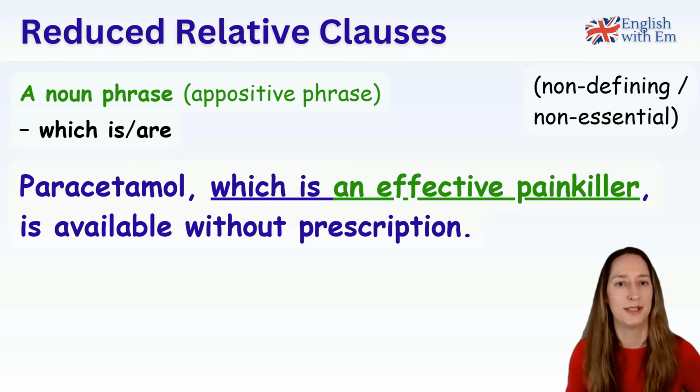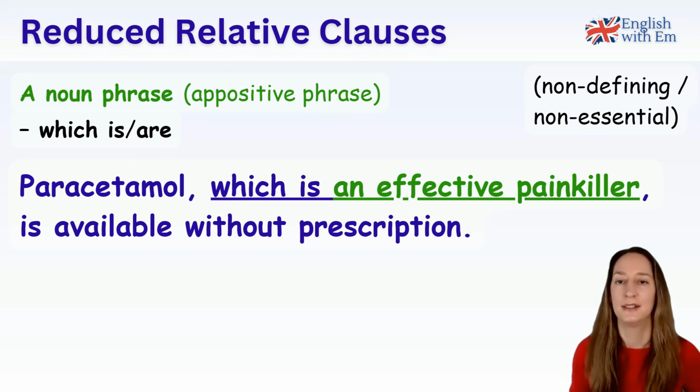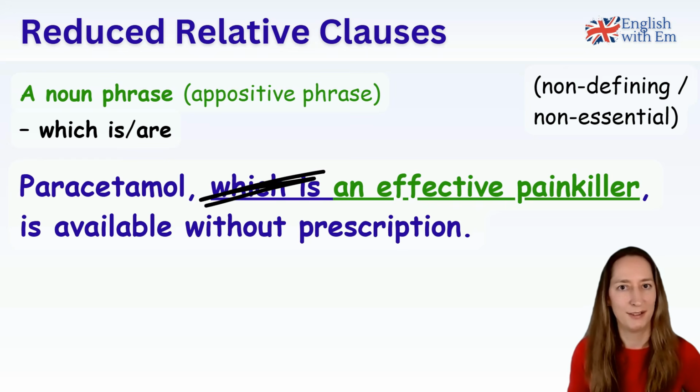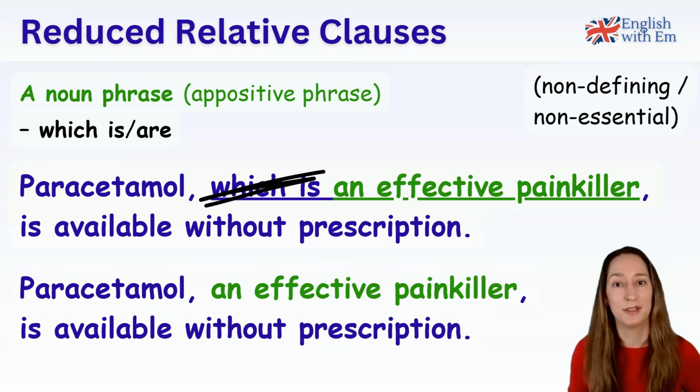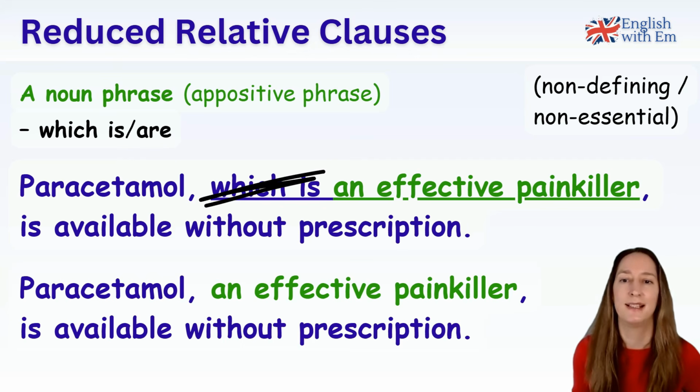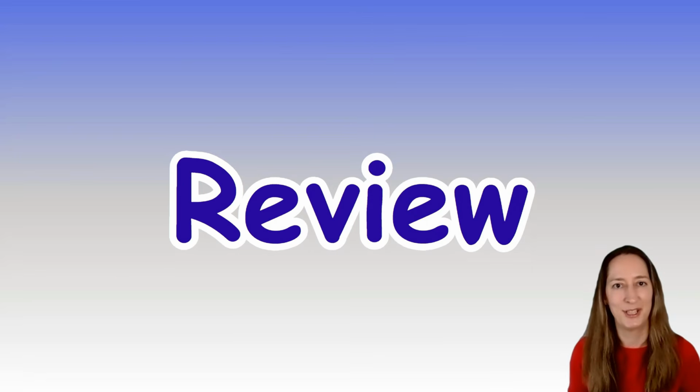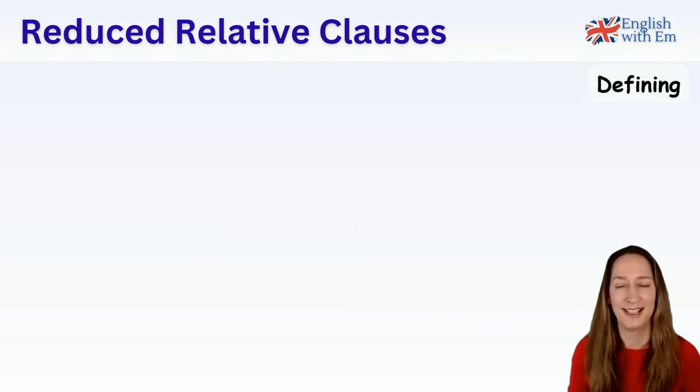Paracetamol, which is an effective painkiller, is available without prescription. Delete the pronoun and the verb to be, and that's it. Paracetamol, an effective painkiller, is available without prescription. Let's review, starting with defining.